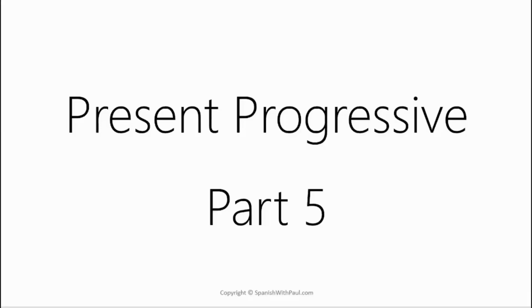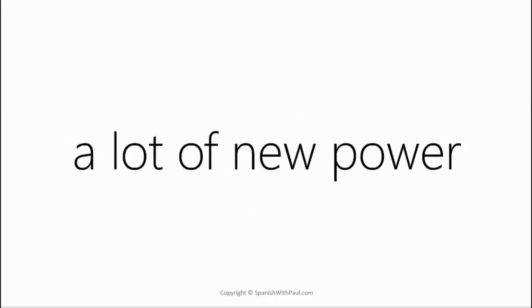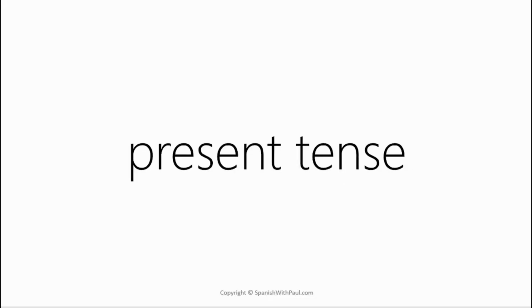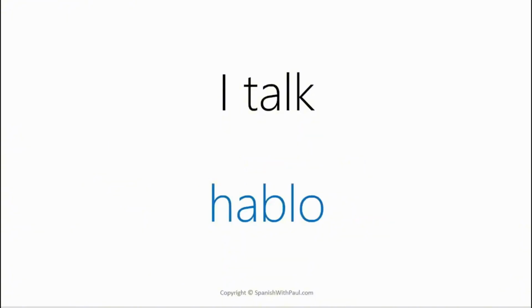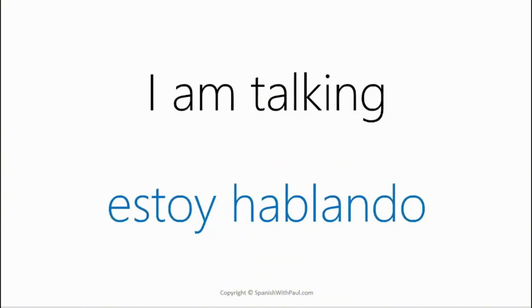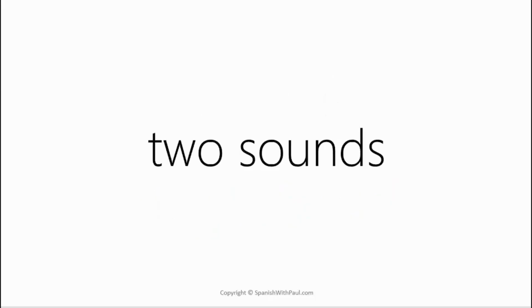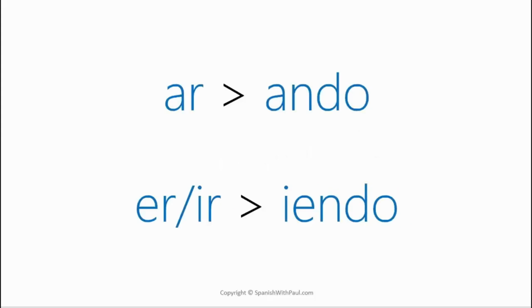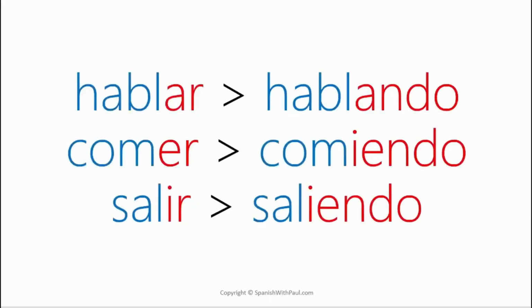Welcome to part 5. With the addition of the present progressive, we've added a lot of new power into our Spanish. Just to summarize, with the present tense, we can say either I talk, which would be hablo, or I am talking, estoy hablando. And we have two key sounds to express this in Spanish. For AR verbs, it goes to ando, and for ER or IR verbs, it goes to yendo. So hablar would go to hablando, comer, comiendo, salir, saliendo. Here you can see the two groups, ando and yendo.